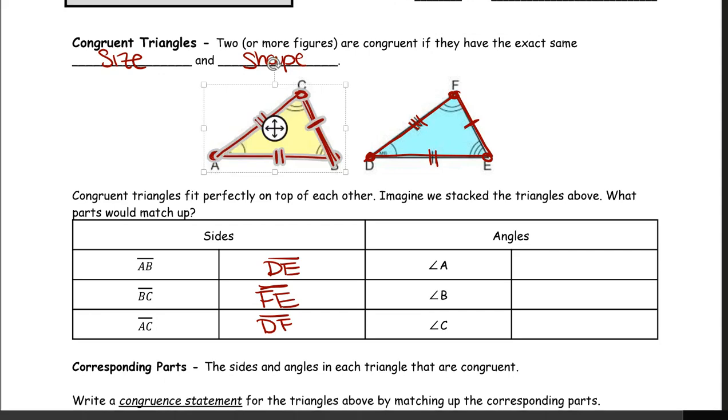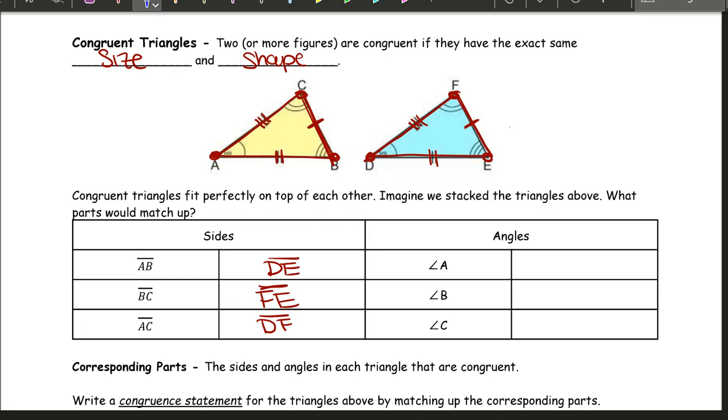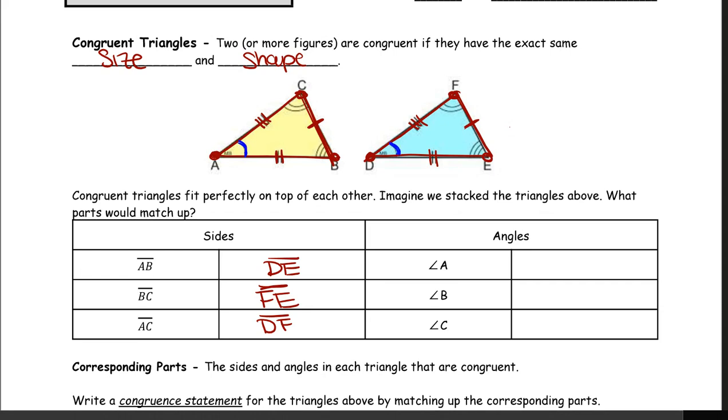Not only are all three sides congruent, but all three angles match up too. Angle A matches up with angle D. Angle B is going to match up with angle E based on those congruent markings, and angle C we can now see is congruent to angle F. So these three sides and three angles are congruent in both triangles. When two triangles are congruent, all three angles and all three sides have a congruent pair.